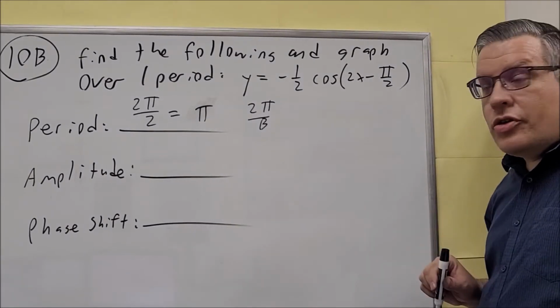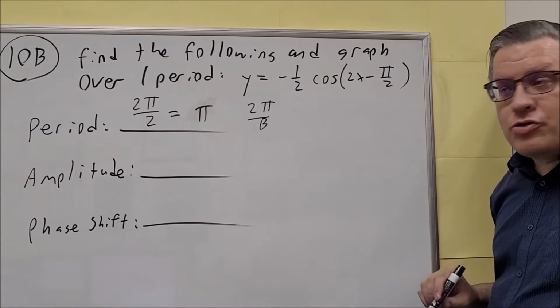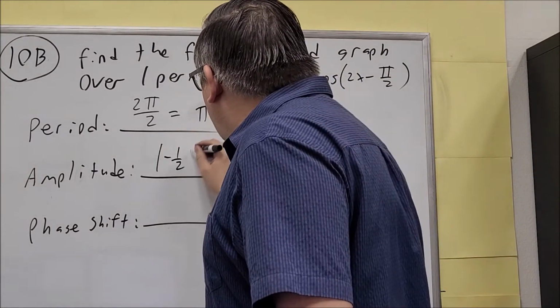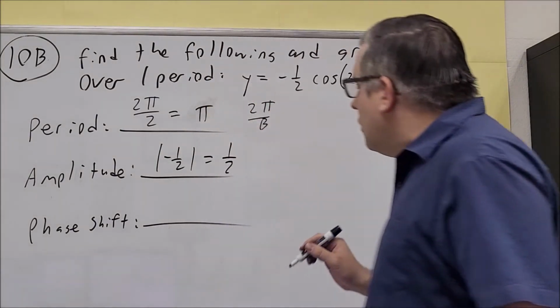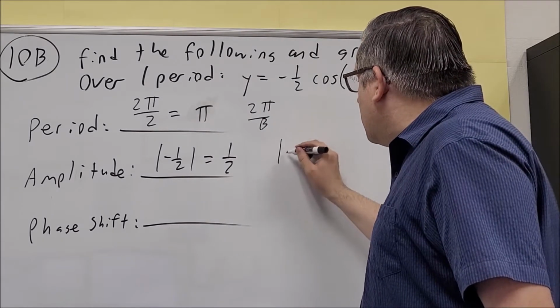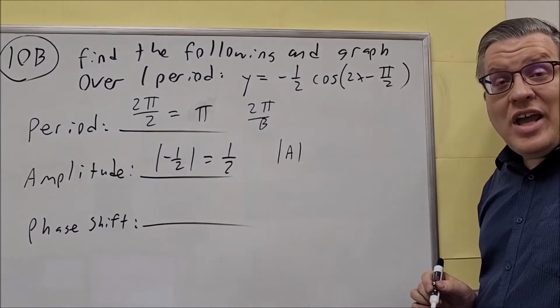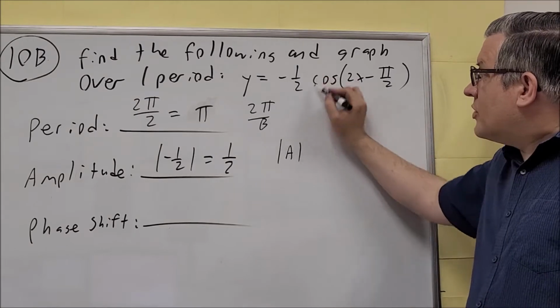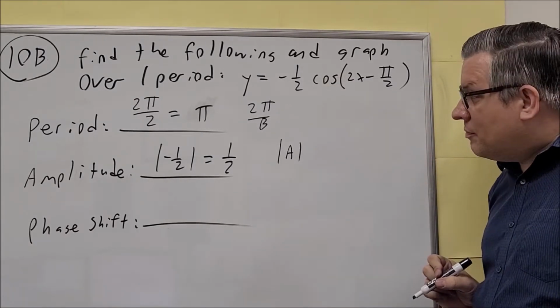Next one, amplitude, is the absolute value of the number in front of the trig function. Absolute value of negative 1/2 is going to give you a positive 1/2. Again, the formula for that is the absolute value of a, and a is the number that comes in front of the trig function.